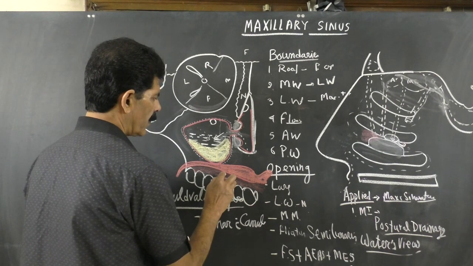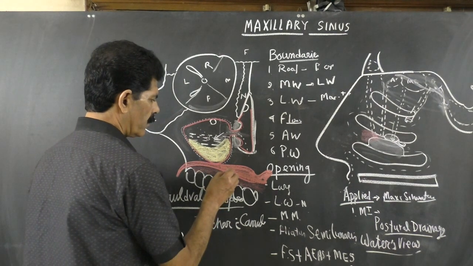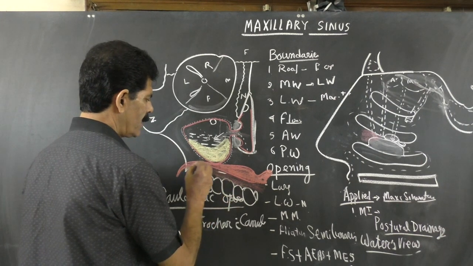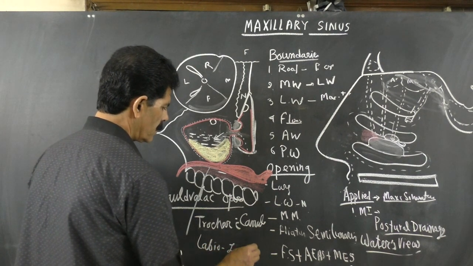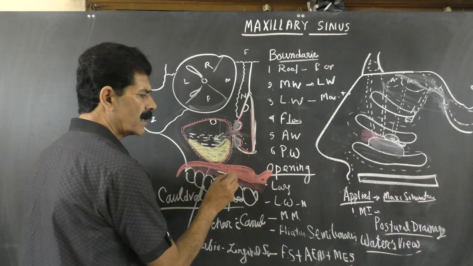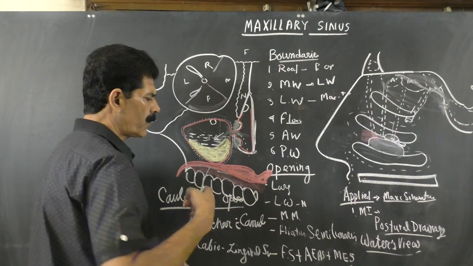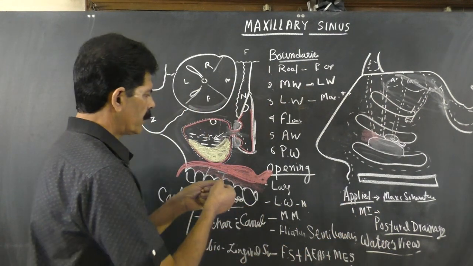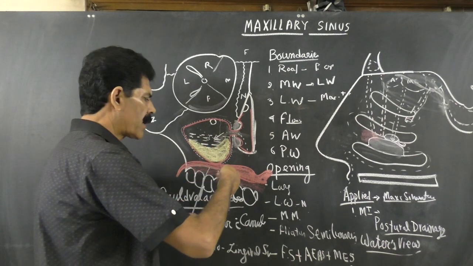Just below the anterior wall of the maxilla, we make a small 1 or 2 mm cut in the labiogingival sulcus. This line is called the labiogingival sulcus, where the mucous membrane of the lip is continuous with the mucous membrane of the gums. We make a slight horizontal cut and we put in the trocar and cannula. Because the anterior wall is very thin, just by gentle pressure we can push the trocar and cannula inside.